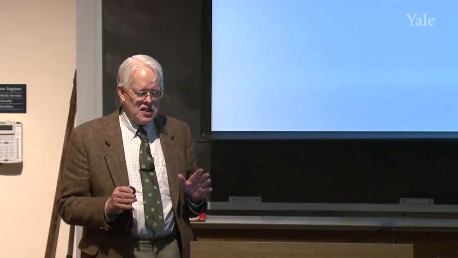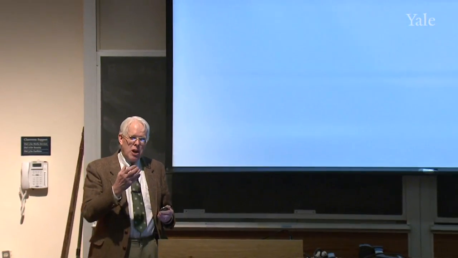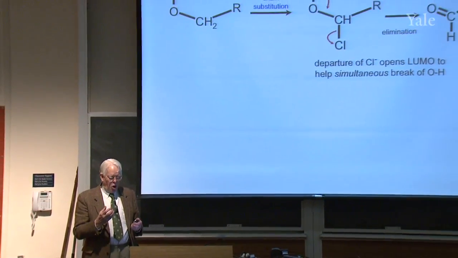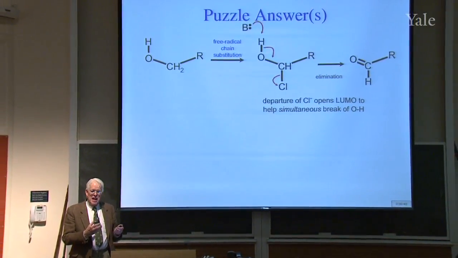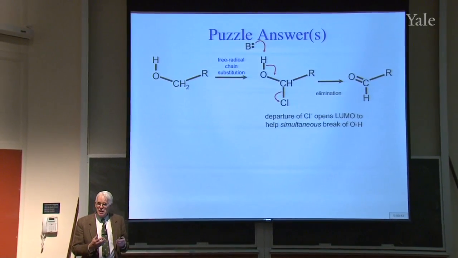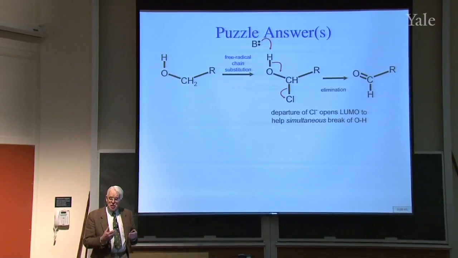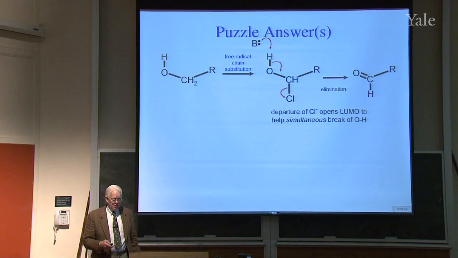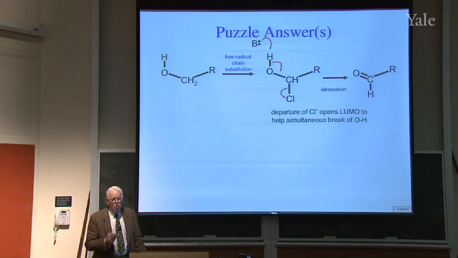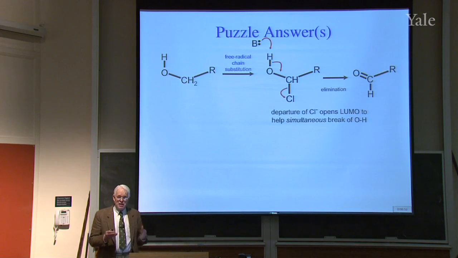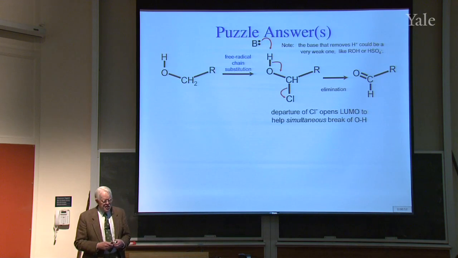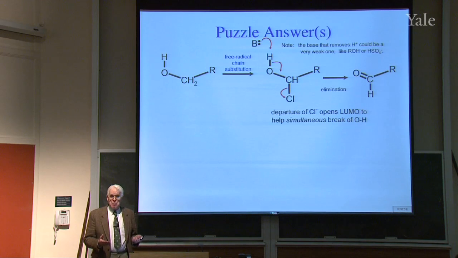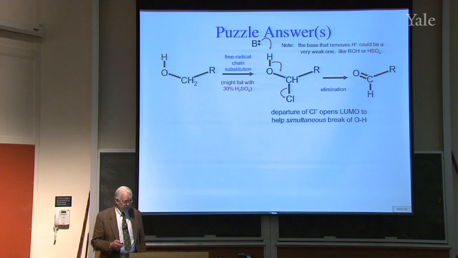And notice that those things happen at the same time, that the departure of the chloride opens up a LUMO that helps take the electrons from the OH bond. So the OH bond is weakened by the fact of the chloride leaving. So all those things are happening at once. And we'll talk more when we get to elimination reactions about the timing of that process. Okay, so the base that removes the proton could be a very weak base. It could be just the unshared pair of an alcohol or even of the bisulfite anion.